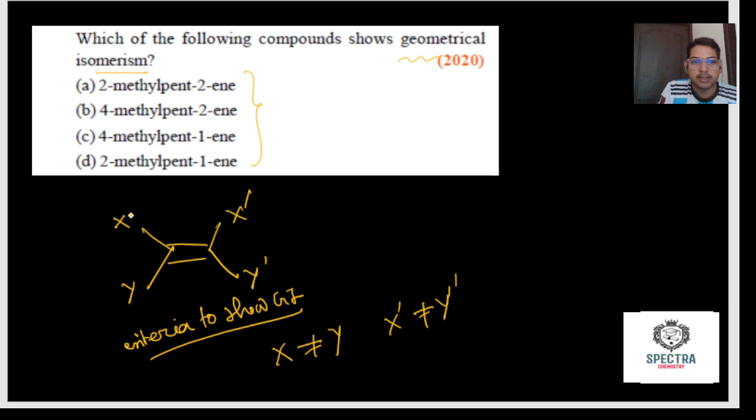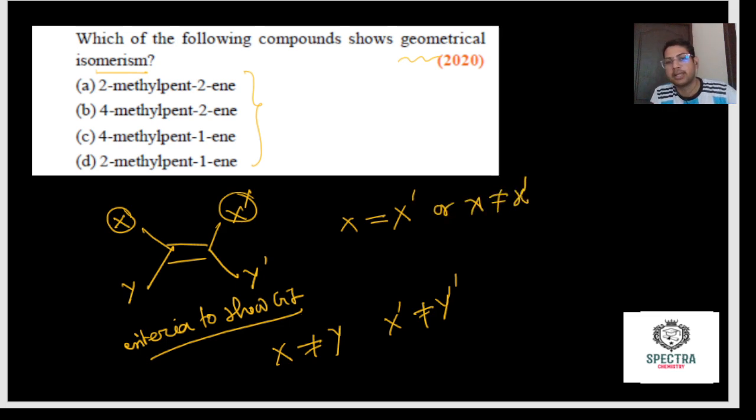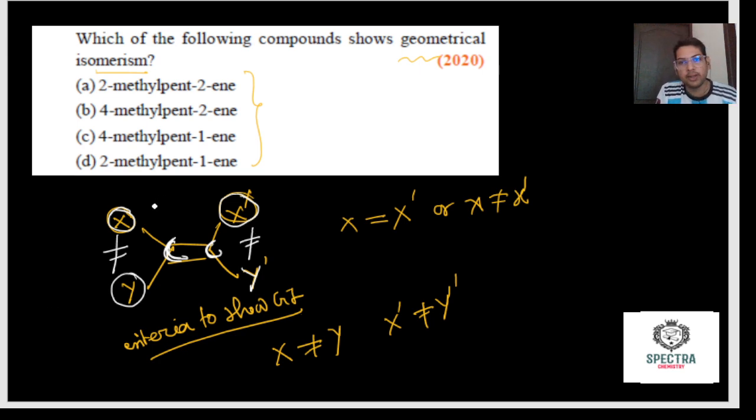Now you can ask me, sir, what about X and X dash? I don't care if they are the same or not, that is not making any difference. But with this particular carbon, this X and this Y should not be the same, and with this other carbon, this X dash and this Y dash should not be the same. So this is the criteria. Now we will do all the structures one by one.